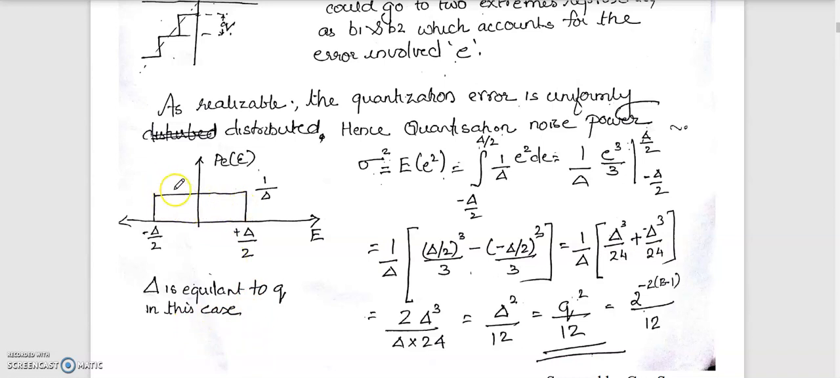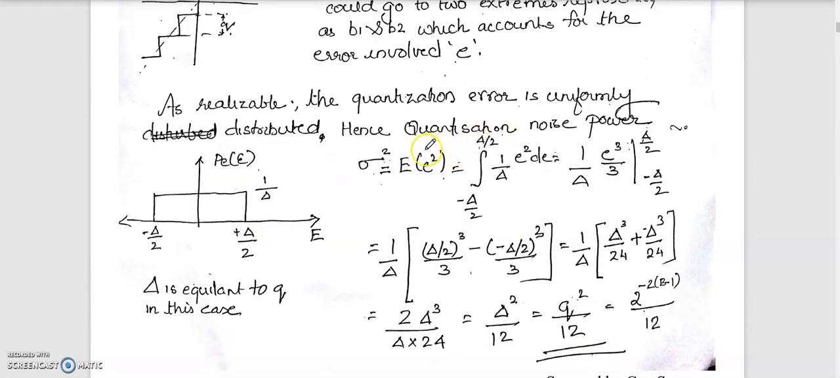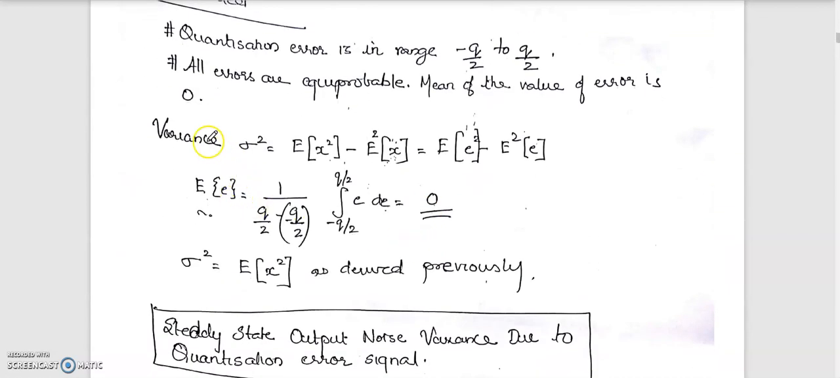So the probability of error could be lying in this range of minus delta by 2 or q by 2 to plus delta by 2 or plus q by 2. So from this graph, what we intend to do is calculate the quantization noise power, which is equivalent to the variance. The formula for variance is as follows: expected value of x square minus expected value of x the whole square. I hope you get this point. These are two different things.